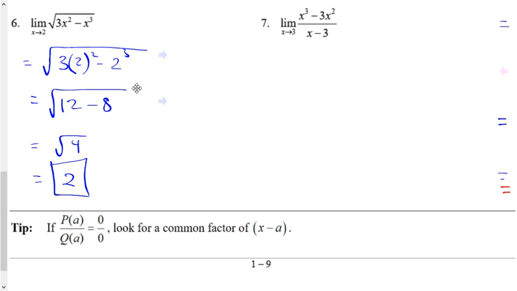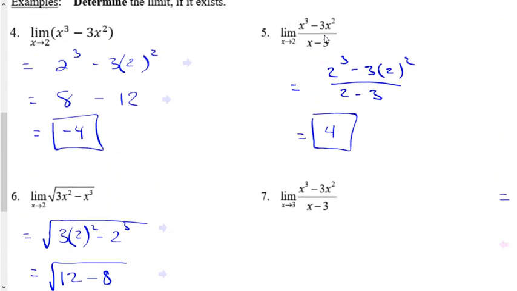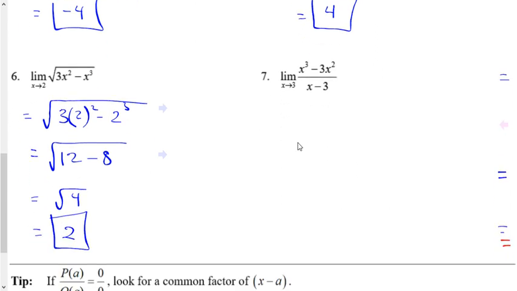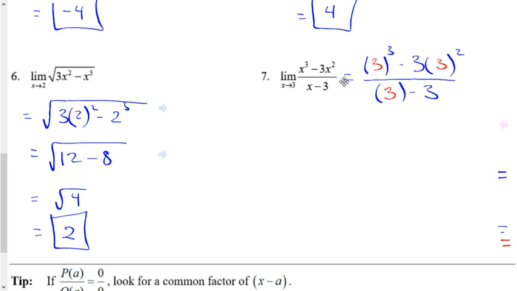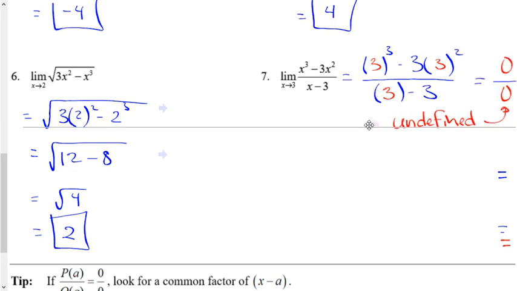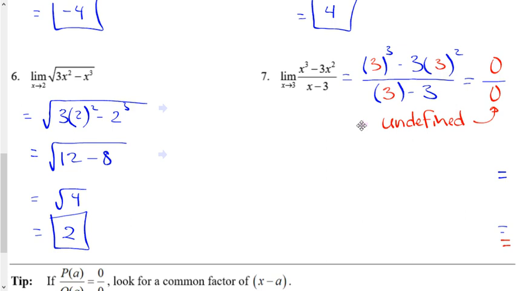Question number 7. Here it's the same as what I had in number 5, except now my x value is approaching 3. If x is approaching 3, my denominator is going to go to 0. So if I were to try plugging in those values, plug in the 3 in place of all the x's, what I get is 0 over 0, which is undefined.